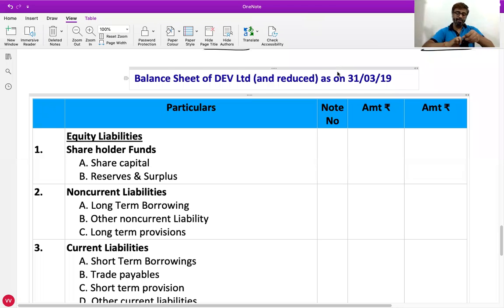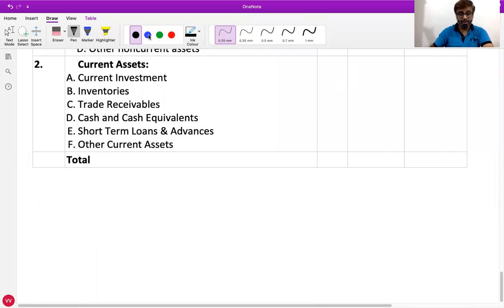Listen carefully, everyone. First note will be for share capital. Okay. All of you write down note. First will be for share capital.